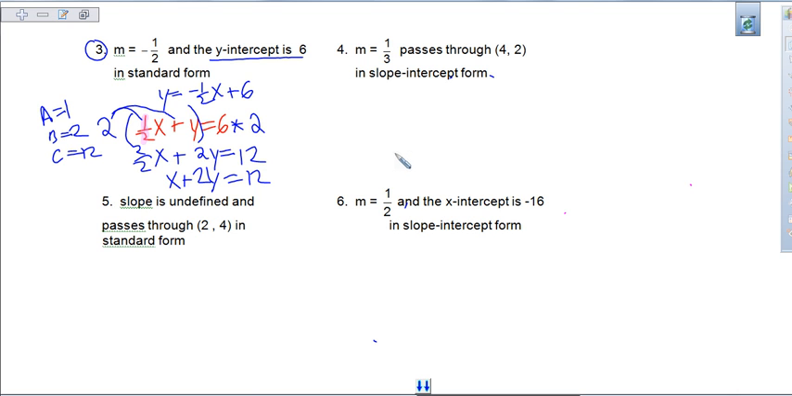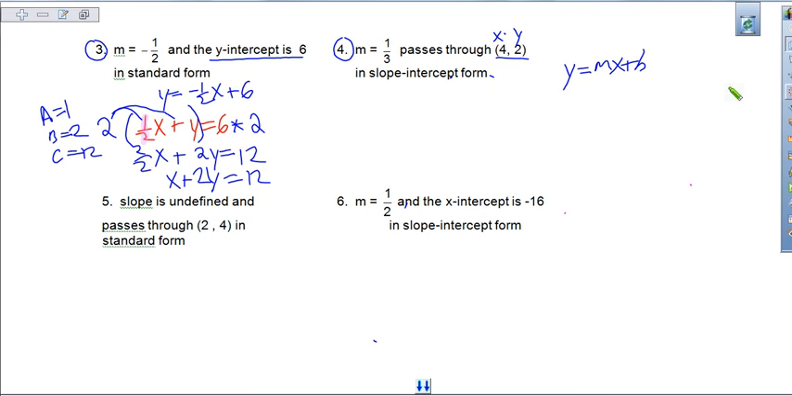Let's take a look at number 4, because here they don't give us the y-intercept. This is not the b value, is it? Because it doesn't have x equal to 0. So this is just some point on the graph. But they do give us the slope, right? So we have y is equal to mx plus b as a good starting place. And just remember that that's an x-coordinate and that's a y-coordinate.